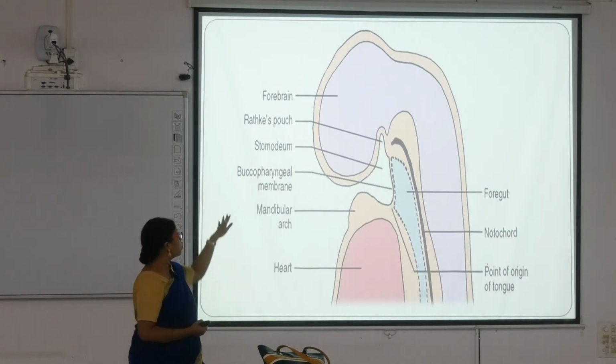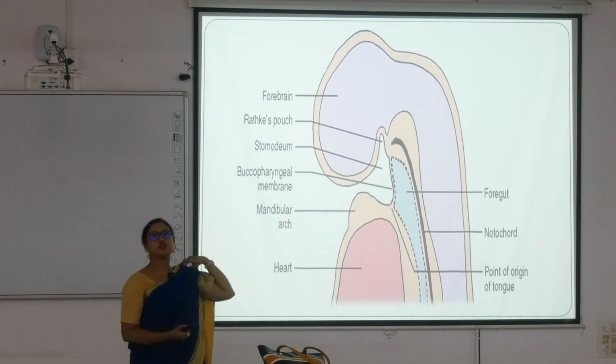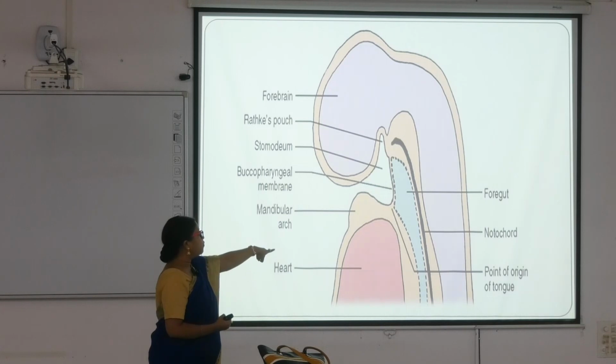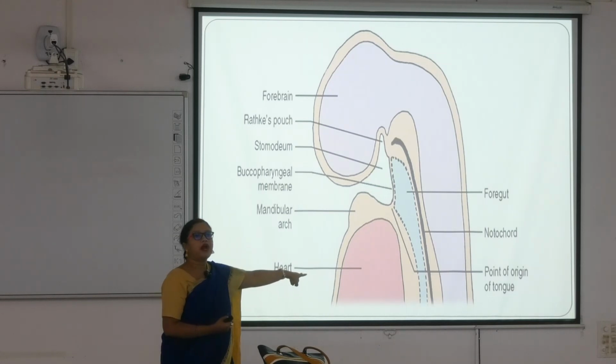If you go downwards you could see there is the stomodeum. Which thing will develop from the stomodeum? That is the oral cavity, the mouth. You could see the point of origin of the tongue. Our interest is the point of origin of the tongue.